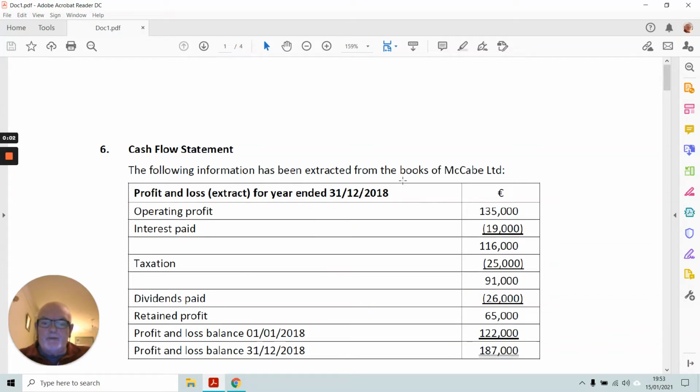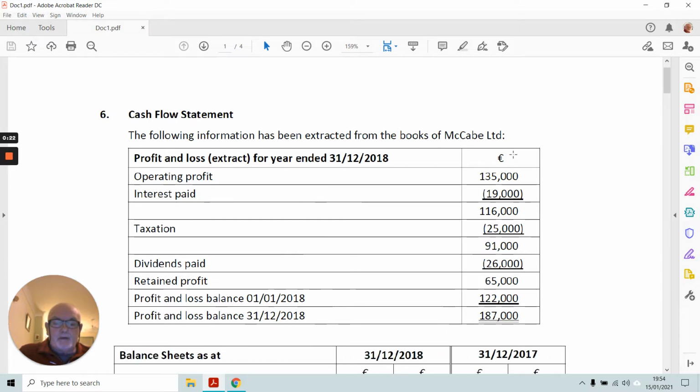Hello, I'm having a look at the 2019 ordinary level cash flow statement question, McCabe Limited. Cash flow statements are the most popular question on the ordinary level paper, with over 70% of the students attempting them, and they score quite highly in them as well.